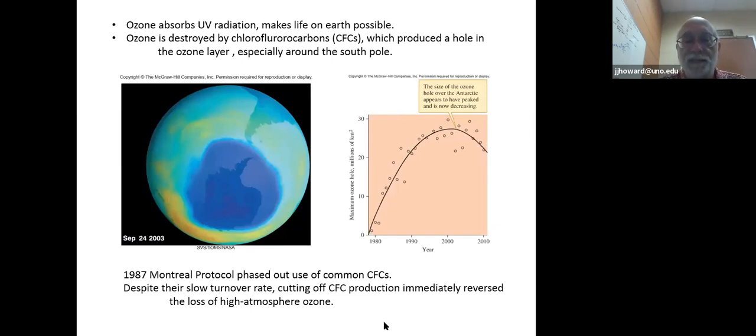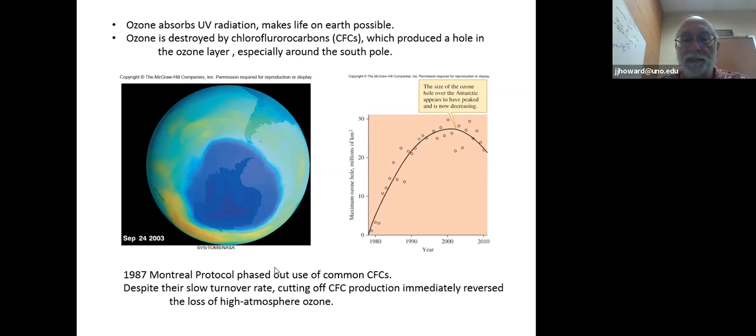Remember the CFCs that last for 50,000 years in the atmosphere? CFCs destroy ozone. Well, ozone absorbs ultraviolet radiation and makes the Earth's surface habitable. If we didn't have ozone, the Earth's surface would be blasted by ultraviolet light and sterilized, and there would be no life left on Earth at all. So the accumulation of chlorofluorocarbons causing an ozone hole in the 1980s was cause for a lot of concern.